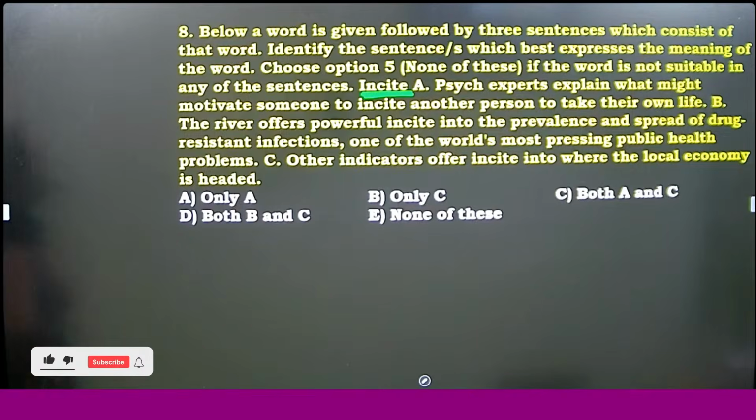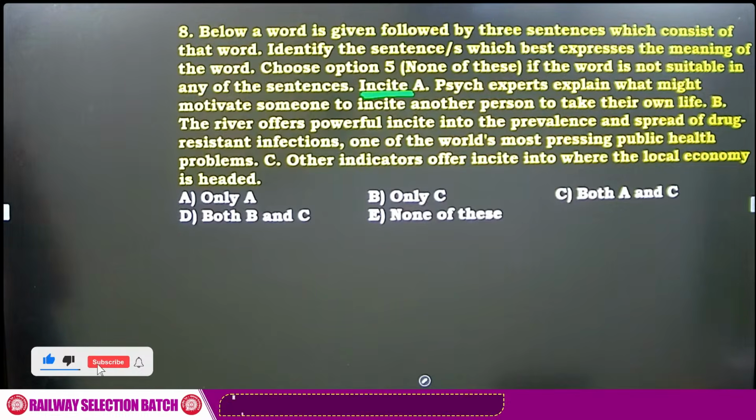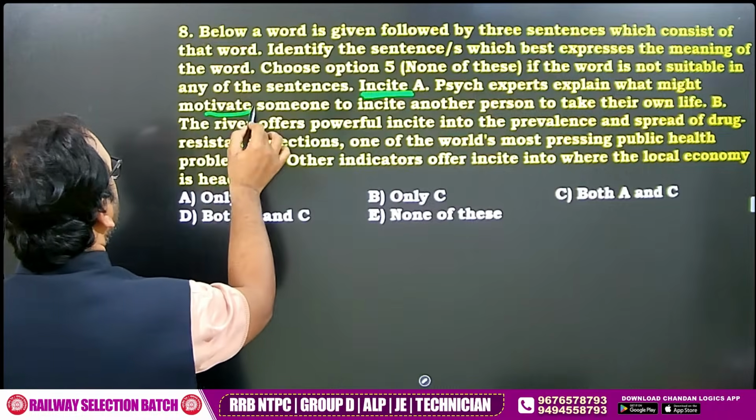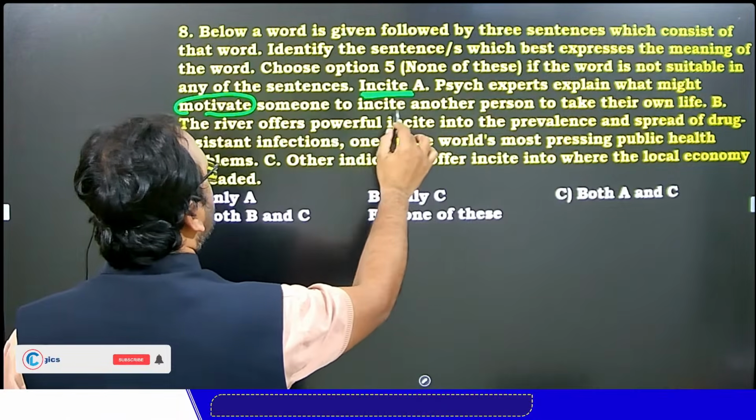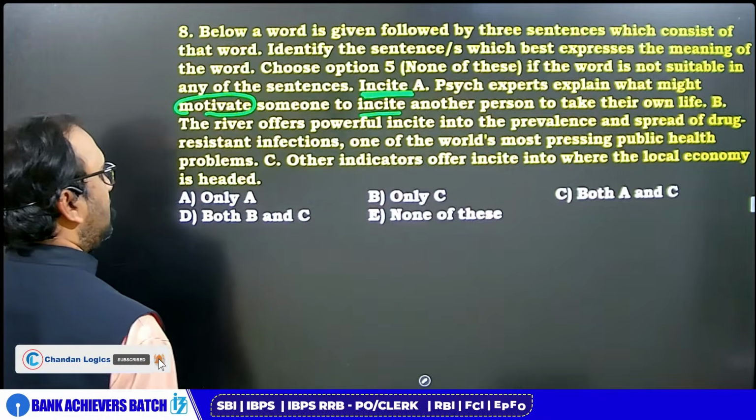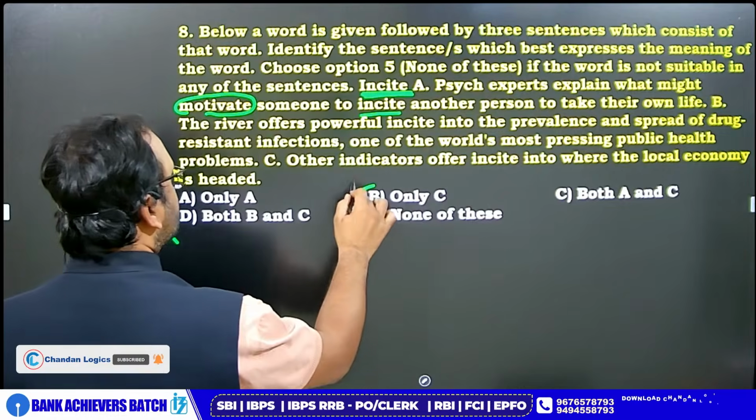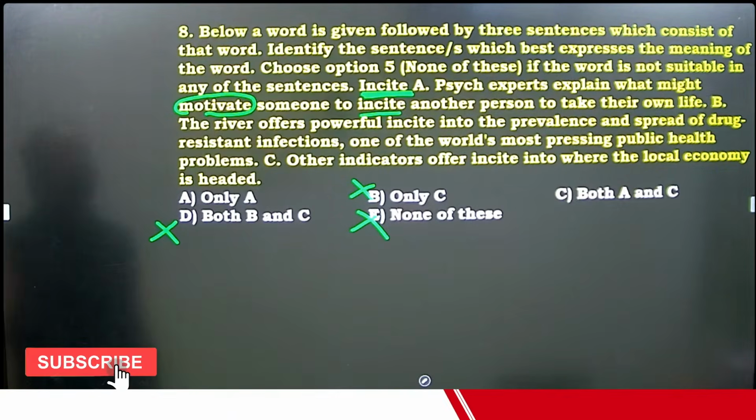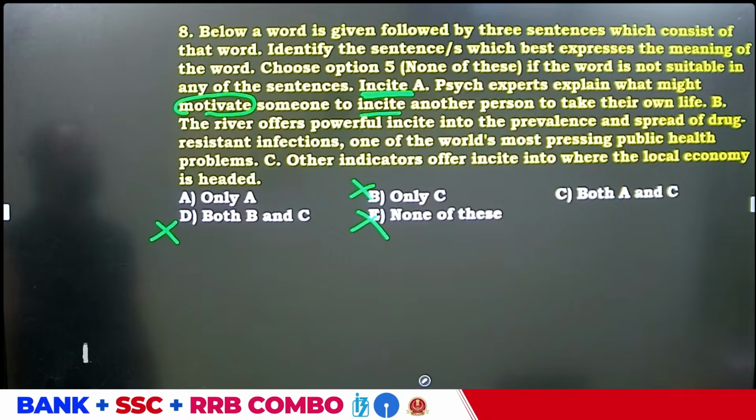His remarks incited anger. See here, motivate someone to incite. Correct. A is correct. And remove the options where A is not there. Now you don't have to read B. You only have to check C.